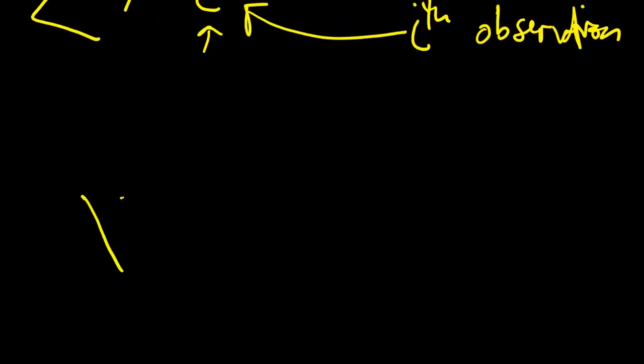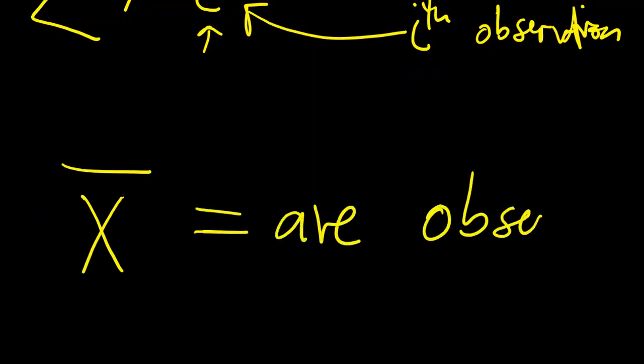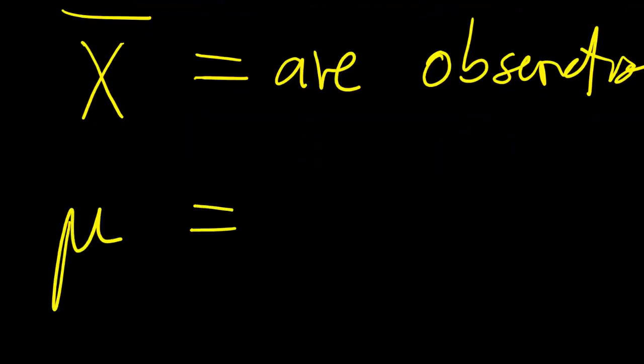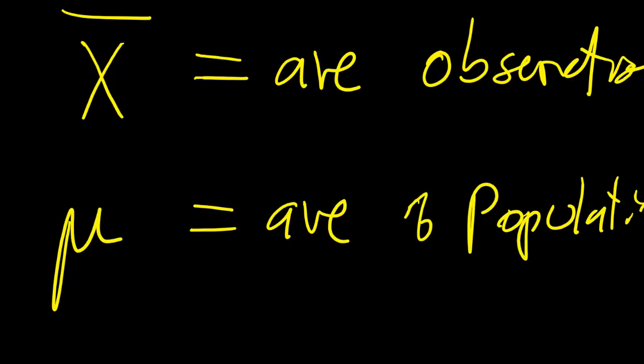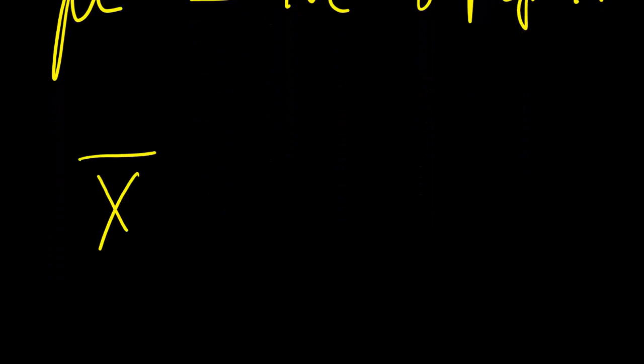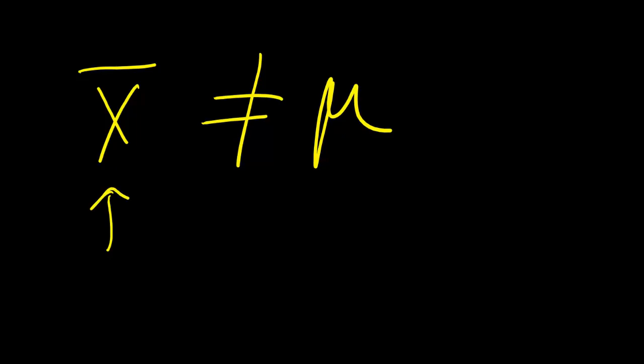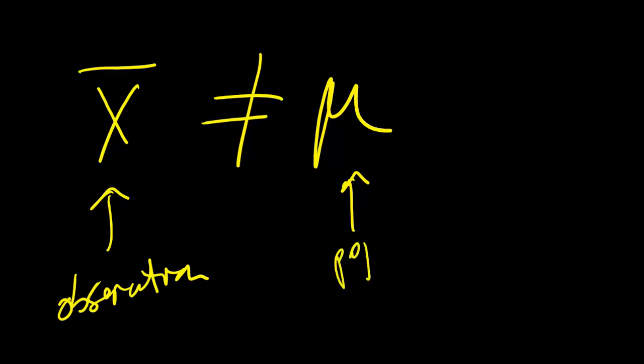Okay. Next, you're often going to see x bar. This means the average observation. Not to be confused with mu, which means the average of the population. Now, this is critical. The critical distinction: x bar is not the same as mu. Here, we're talking about all the observations that we're able to gather, and mu is the population. How is that different?